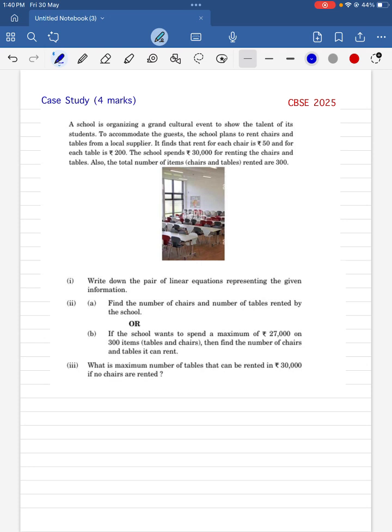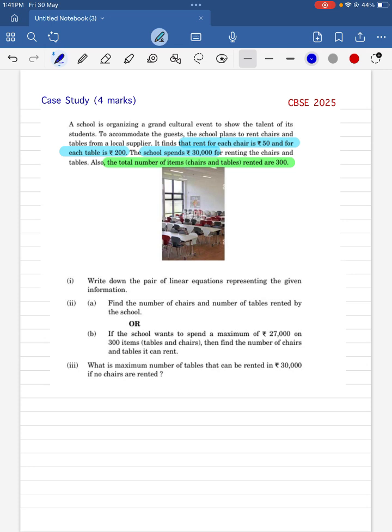Now in the first part of the question, they're asking you to write down the pair of linear equations representing the given information. Now here they've given you two things. One is they've mentioned that the total number of items, that is the number of chairs and tables together rented, are 300, and also they've mentioned that the rent for each chair is 50 rupees and for each table is 200, and the school spends rupees 30,000 in all for both of these together.